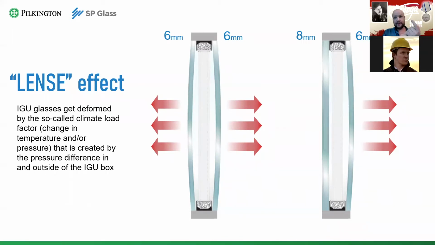So, size, height to width ratio, glass thickness, spacer width. The bigger the spacer, the more gas there is inside the IG unit. And the more gas inside the IG unit, the bigger the pressure difference when it heats up or cools down. So think about spacer width also.